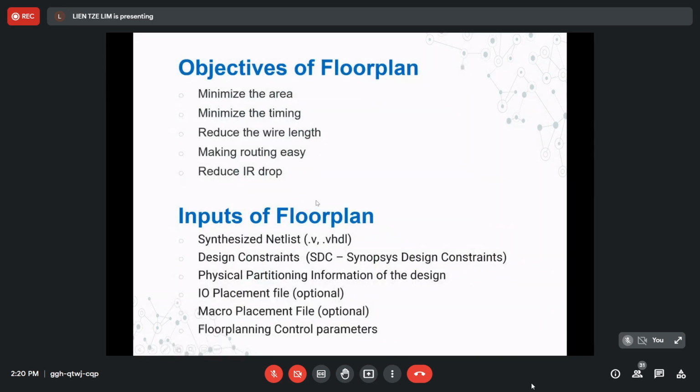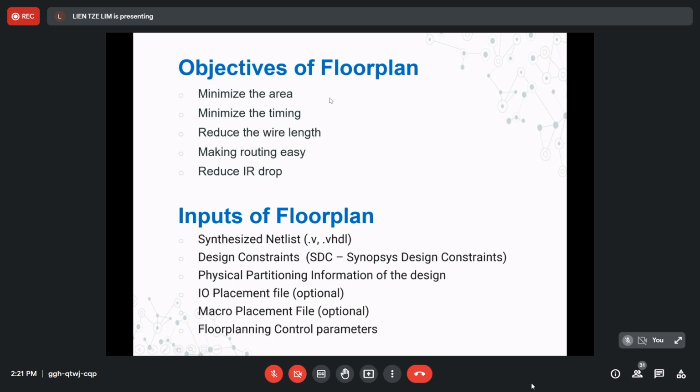There are a few objectives of floor plan. Why do we need to use floor plan? The objectives of the floor plan explain why we use floor plan to design the chip. After we have the layout design, we get the standard cells. All the standard cells contain all the logic gates. They will be used in floor plan.